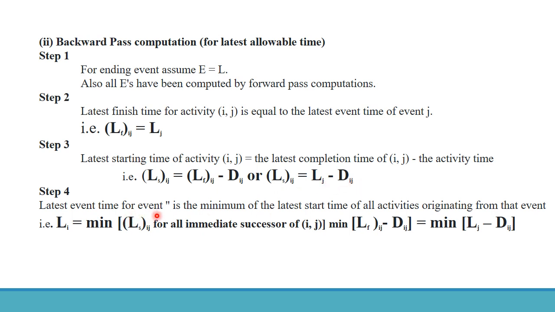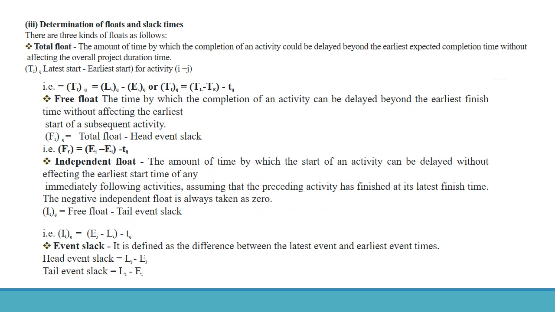The latest event time is the minimum of latest start times of all activities originating from the event. That is, L_i is equal to minimum of LS_ij for all immediate successors of i-j, which is minimum of LF_ij minus D_ij, equal to minimum of L_j minus D_ij.